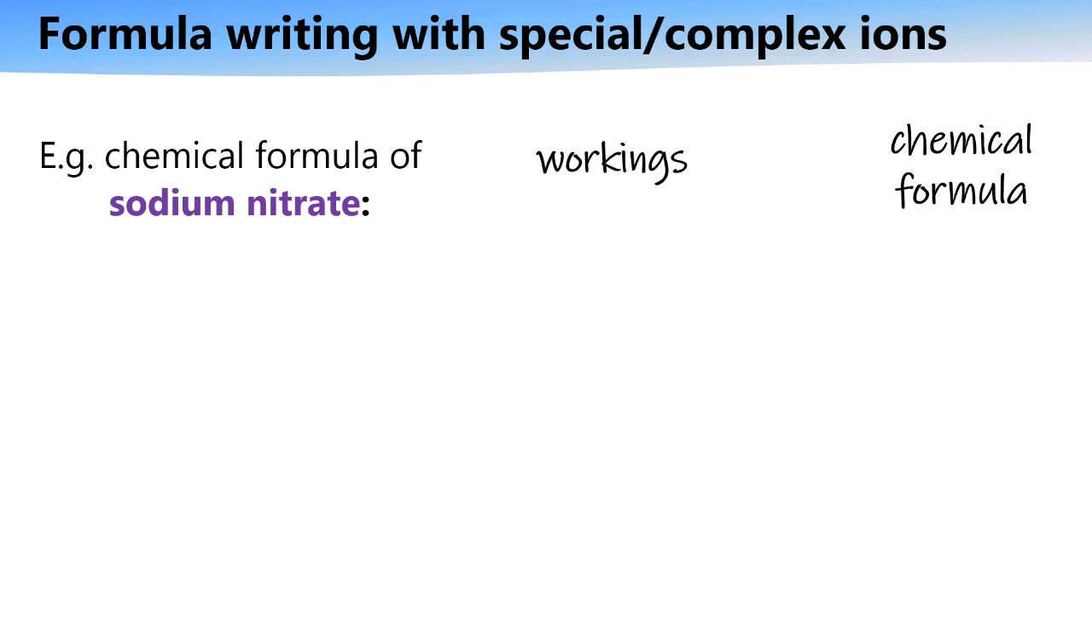So what is the formula for the sodium ion? If you look in your periodic table or the table of the common ions, it is Na+. And if you look for the chemical formula of the nitrate ion, it will be NO3-. Okay, so now, are these ions balanced? They are indeed balanced.